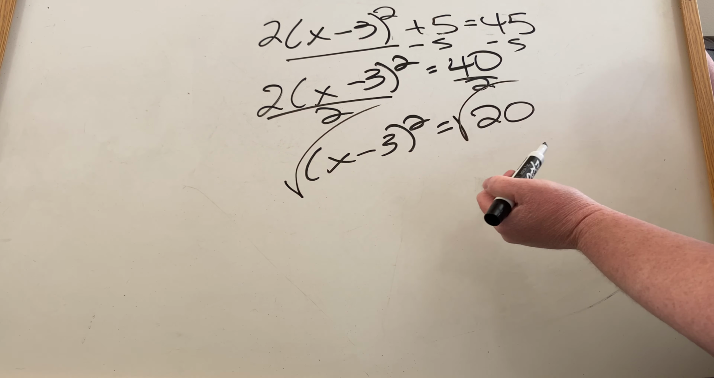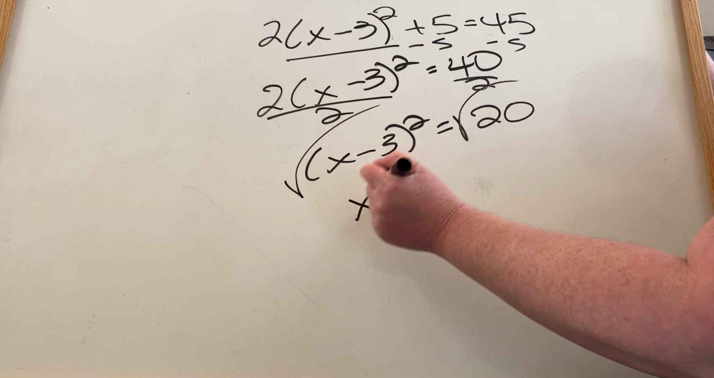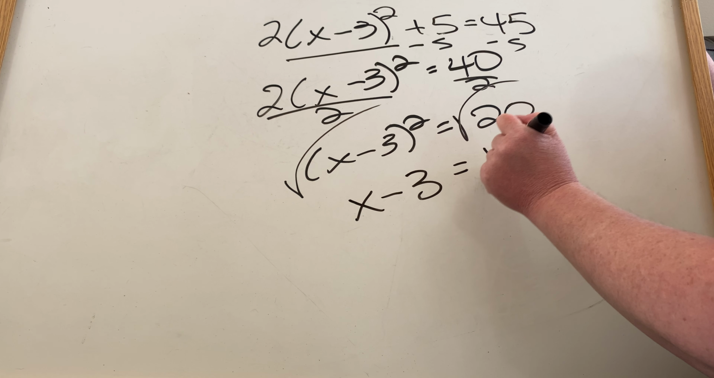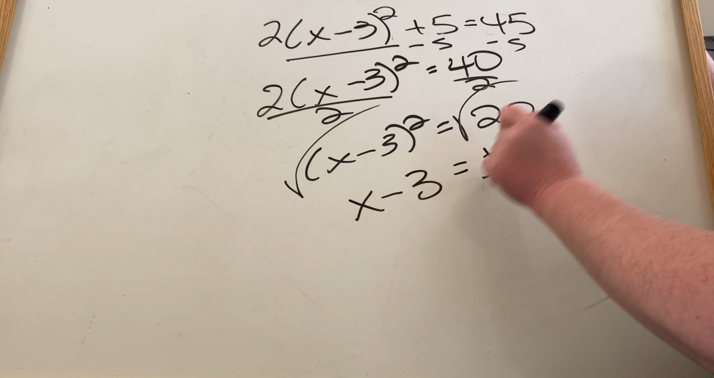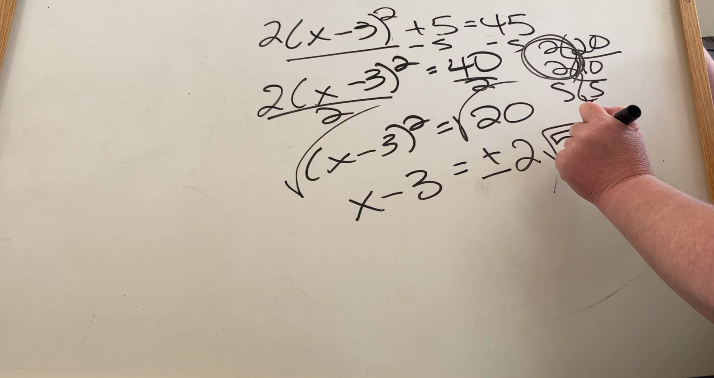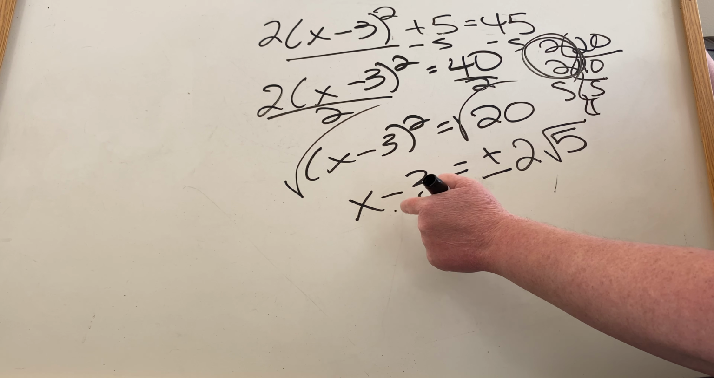And then you would square root both sides. So then here you have x minus 3 equals plus or minus, and now you're going to break 20. So you got 2, 10, 2, 5, 5, 1. So you'd pull the 2, square root 5, because that's all by itself. And then you would have to move the 3.